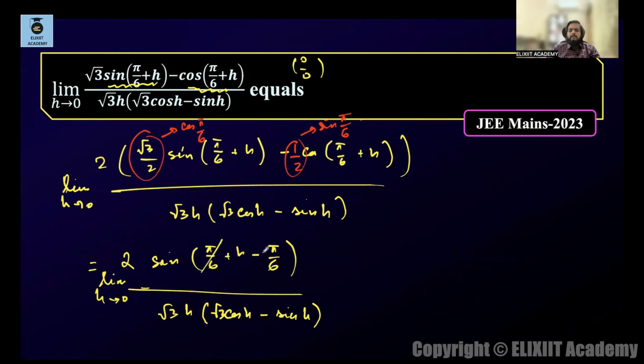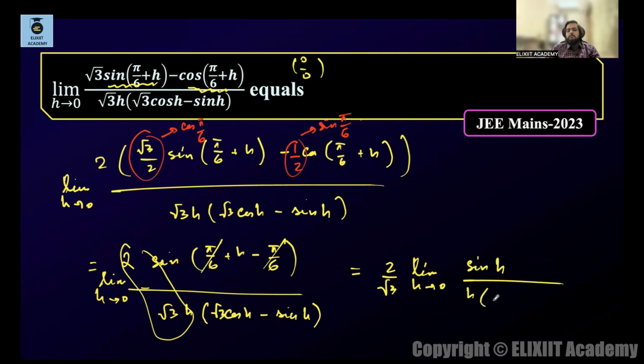So here pi by 6 and pi by 6 cancel out. We have sin h divided by h. In front we have 2 by root 3. We can simply separate this out. So we have 2 by root 3 times limit h tending to 0 of sin h by h, times 1 upon (root 3 cos h minus sin h).